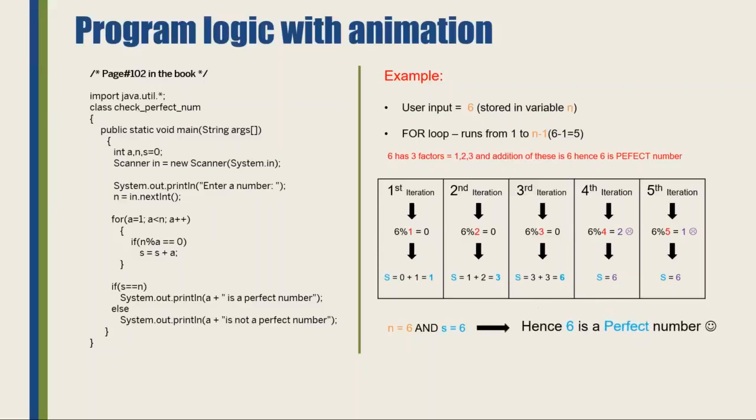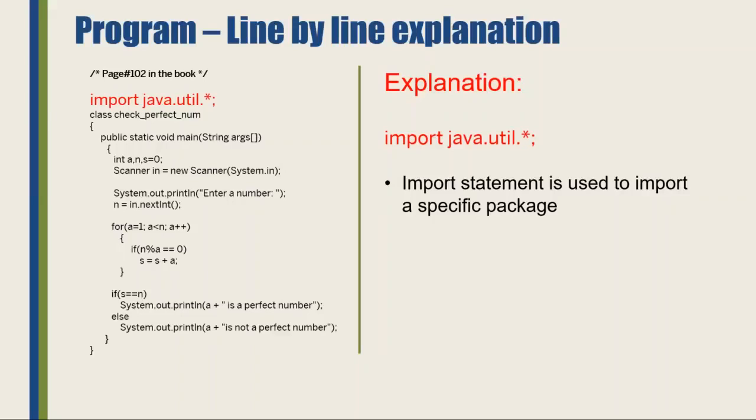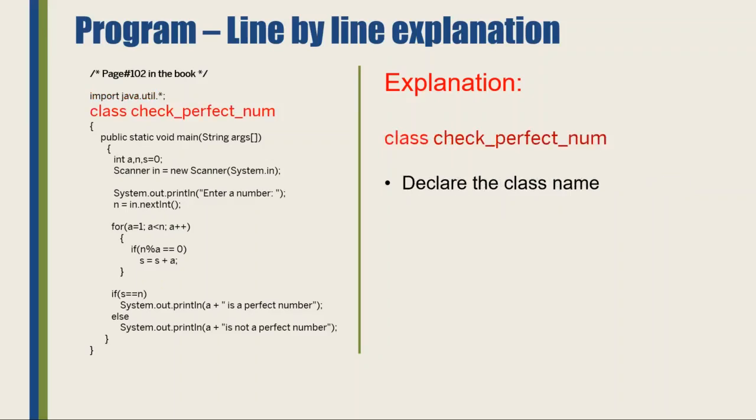Now let's move on to the next section where we analyze the program line by line. First, we have the import statement. This is used to import a specific package in your class so that you can use methods from that package. For example, if you have to use math related methods, then you have to import the java.math package. Moving on, we have the name of the class. You can give this name as per your own choice.